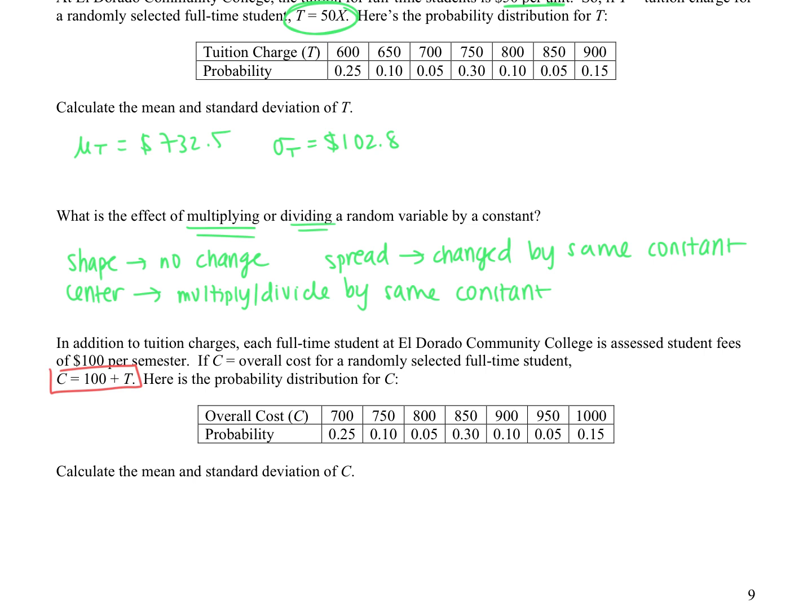We already know the mean of C is going to be 100 bigger. So it's going to be 832.5. Standard deviation of C, though, is going to remain the same. Still going to be 102.8.